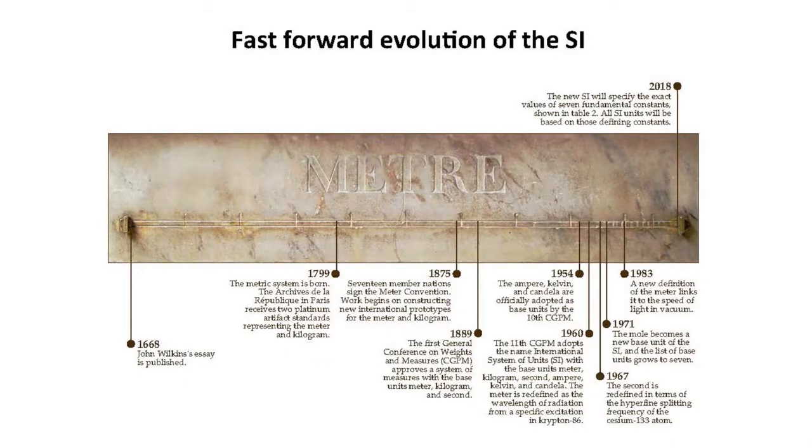So let me fast forward through the evolution of the SI. We're right here, 1799. This is the birth of the metric system. We have a mass unit and a length unit. We can get everything from that.